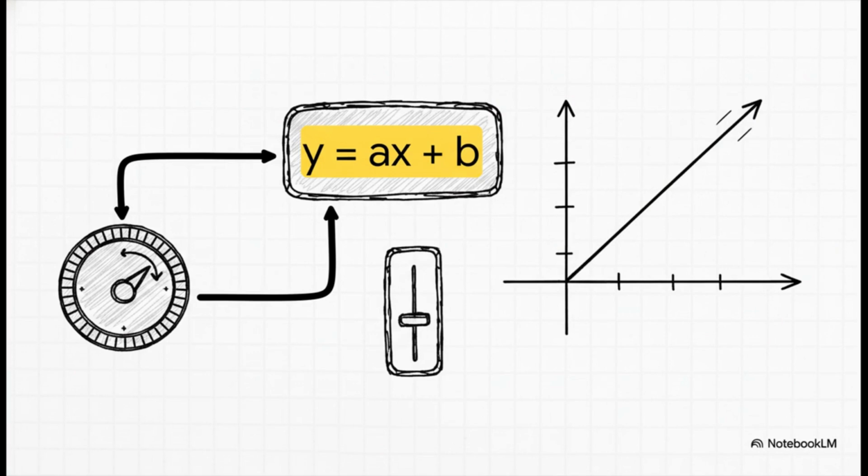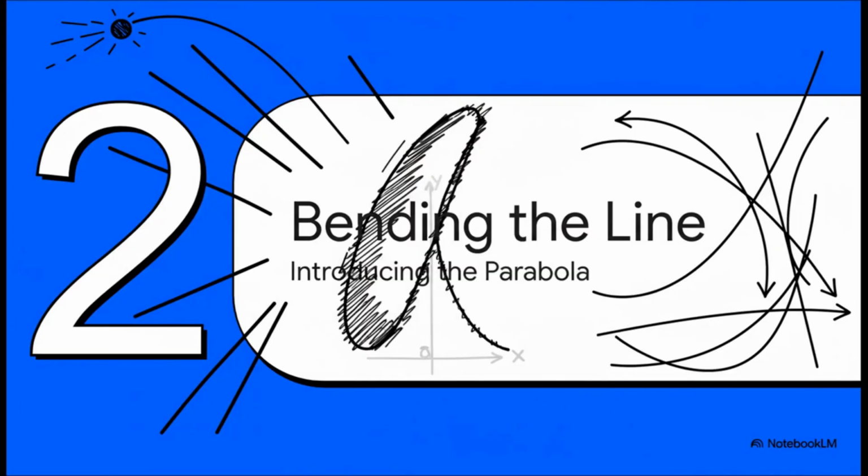And this is where it all clicks into place with this super simple formula, y = ax + b. That a, that's our slope, our steepness dial. And b, that's our intercept, our vertical slider. With just those two numbers, you can literally describe any straight line in the universe. How cool is that?